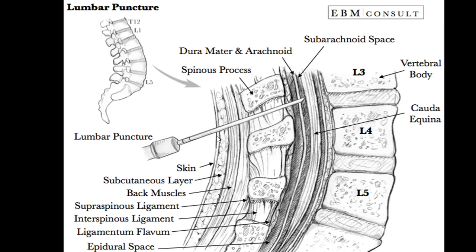The needle pierces the skin, the subcutaneous tissue, the back muscles, the supraspinous ligament here. Then you can see it pierces the interspinous ligament, then ligamentum flavum here, and then epidural space to reach the subarachnoid space. It is done here at the level of L3 and L4 to avoid any injury to the spinal cord.